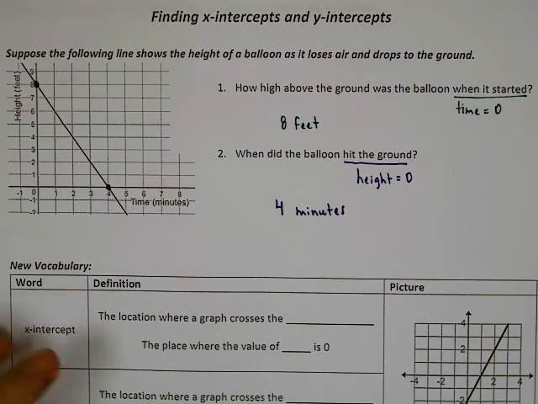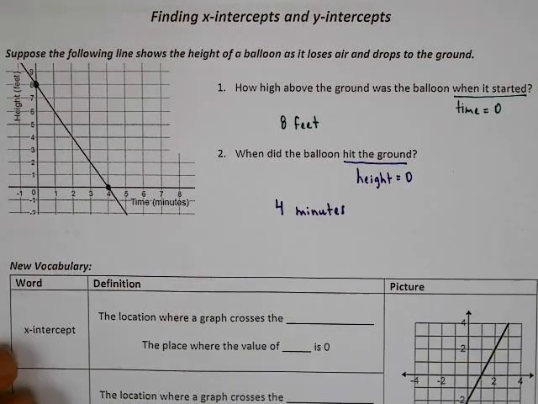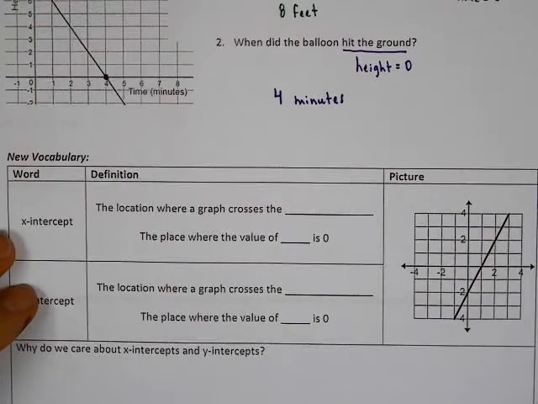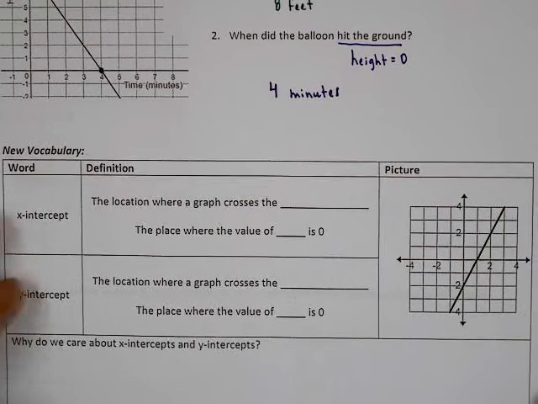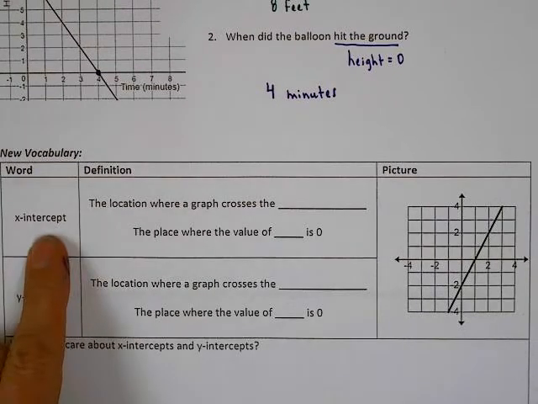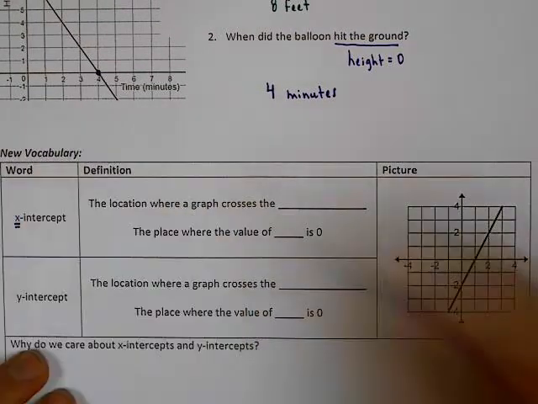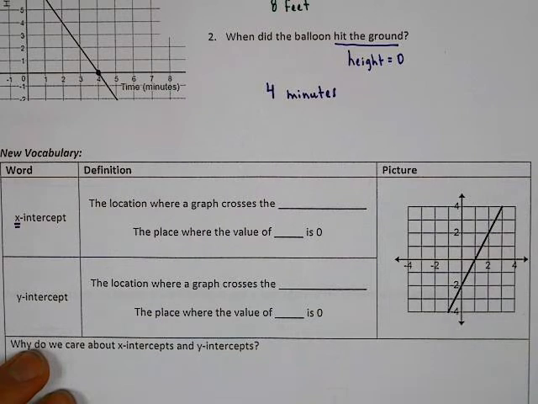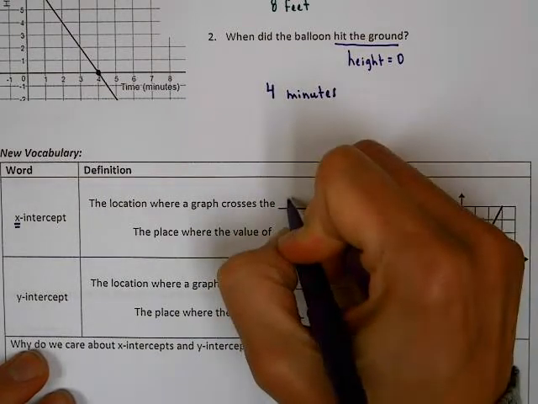So what we've just illustrated without really using the words is we've been talking about the x and the y intercept. So let's go ahead and take a look at our vocab here. So first, we've got the x-intercept. And the x-intercept is just the location where a graph crosses the x-axis.